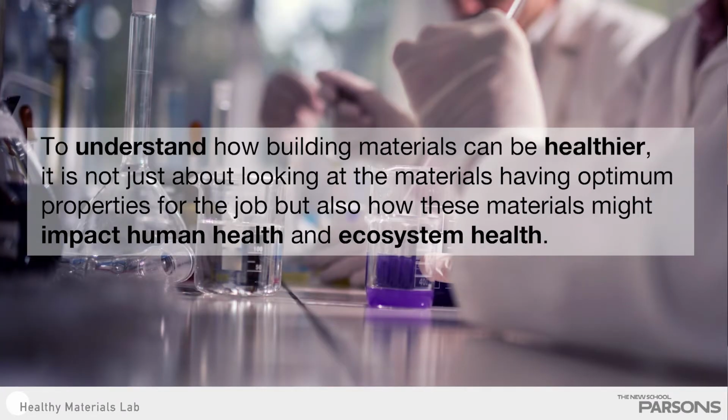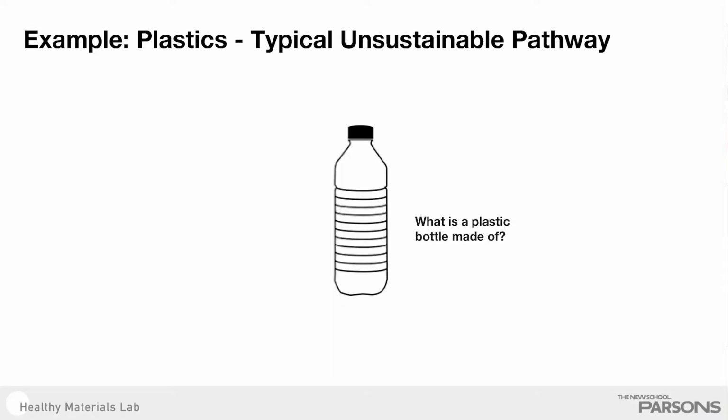And so to understand how building materials can be healthier, it's not just about looking at the materials having optimum properties for the job, but also what impact they might have on human health and ecosystem health. So trying to understand what is best for the job is not necessarily just about optimum material properties, but also trying to minimize those impacts on human health and the environment. An example might be if you look at plastics.